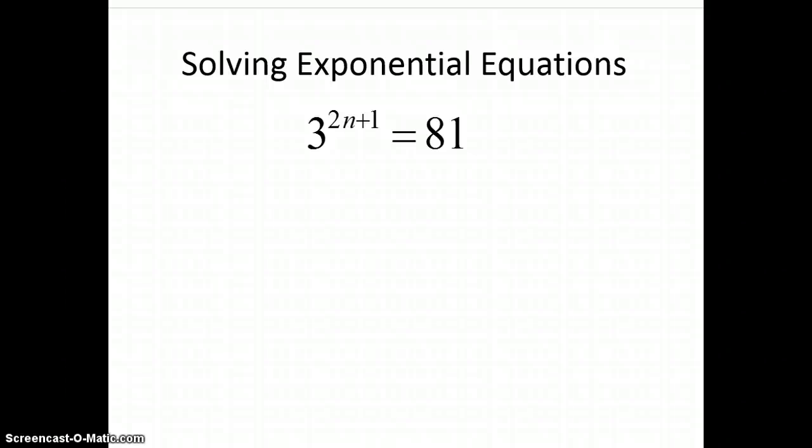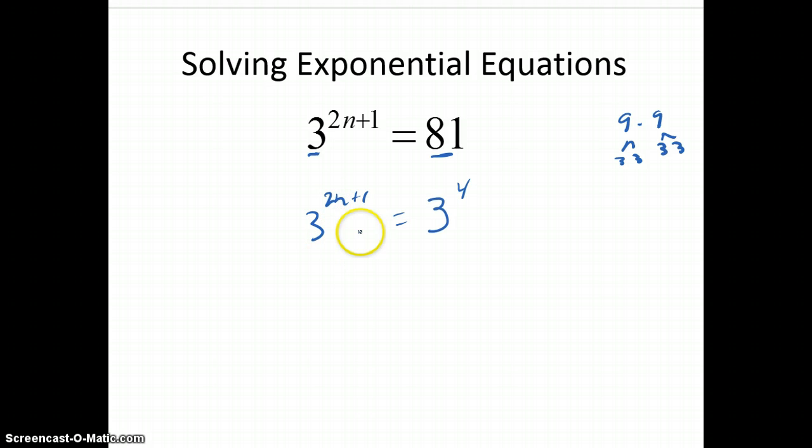So here's an example. First, we want to look at the setup of the problem. It's 3 to an exponent, and it's 81. So we want to write these as something that has the same base. Here we have a base of 3, and we have 81. We want to rewrite this 81 as 3 to a certain power. Thinking about that, 81 is 9 times 9. So 3 to the 4th is 81.